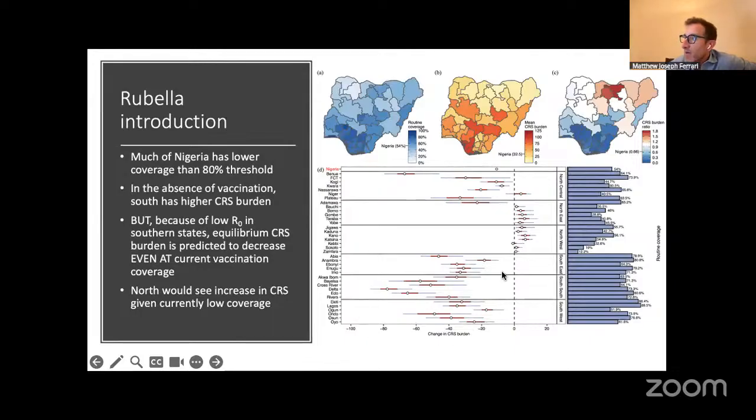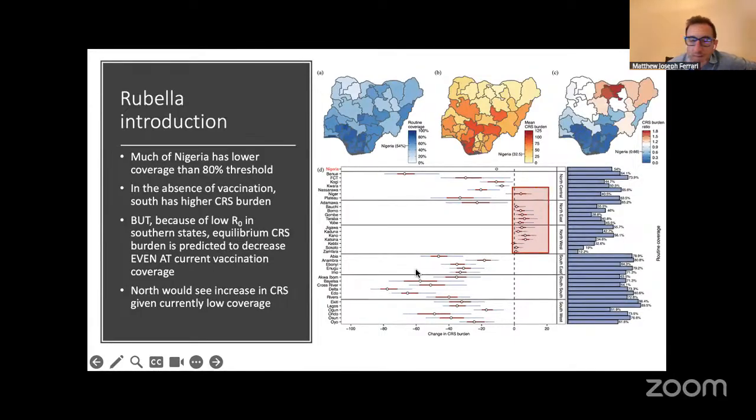And so what jumps out is that the vast majority of the country, and disproportionately the southern states, if rubella vaccination were introduced at current vaccination rates, would see a reduction in overall CRS burden, so an immediate and direct benefit. And it's only these states that are disproportionately concentrated in the north that would see a potential for an increase in CRS over time. So there's heterogeneity and variation within the country.